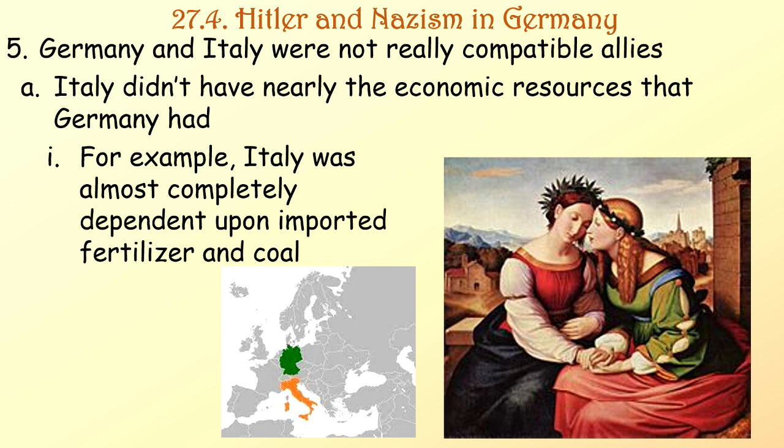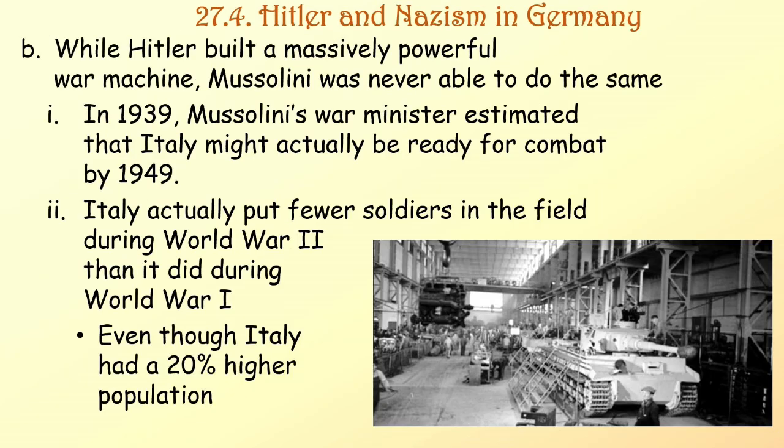Germany and Italy were not really compatible allies. Italy did not have nearly the economic resources that Germany had. For example, Italy was almost completely dependent upon imported fertilizer and coal. While Hitler built a massively powerful war machine, Mussolini was never able to do the same. In 1939, Mussolini's war minister estimated that Italy might actually be ready for combat by 1949. Italy actually put fewer soldiers in the field during World War II than it had during World War I, even though Italy had a 20% higher population.